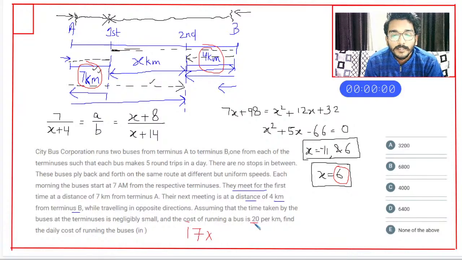The cost of running is 20 per kilometer. So this is the total cost. Also, there are 5 round trips. Okay, there's a round trip, like to and fro. So there are a total of 10 trips.